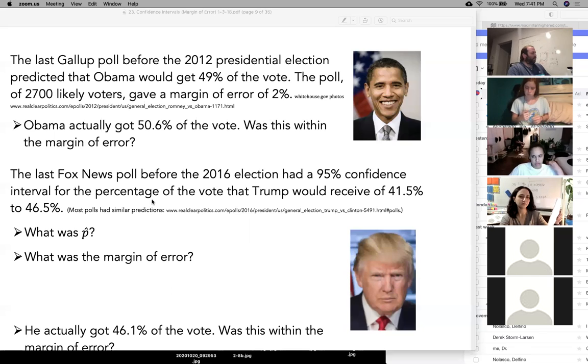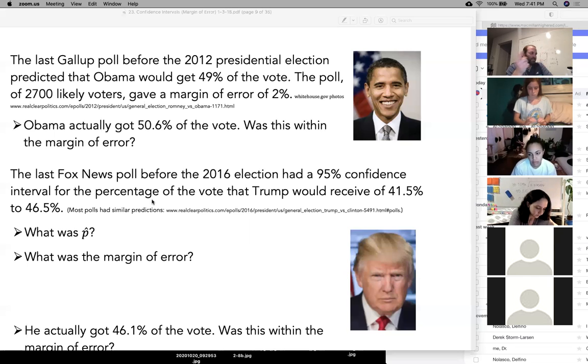Well, we know that p-hat is directly in the center of the confidence interval because it's always plus or minus a given amount from the p-hat. So if I have the left bound and I have the right bound, how do I use those two to calculate the center, which is p-hat? The average? I average them. So what's the average of 41.5% and 46.5%? 44%. Yeah. 44%.